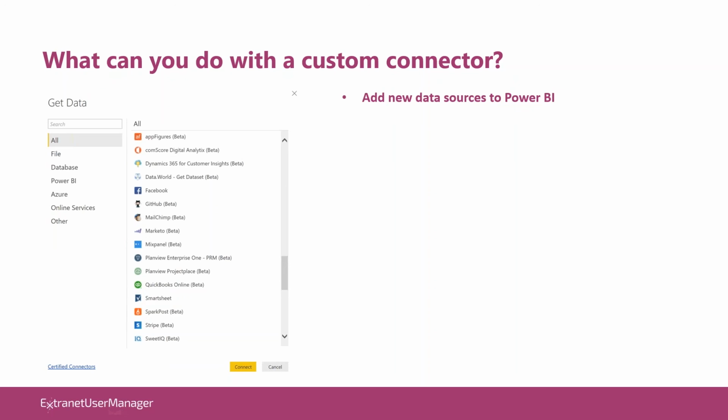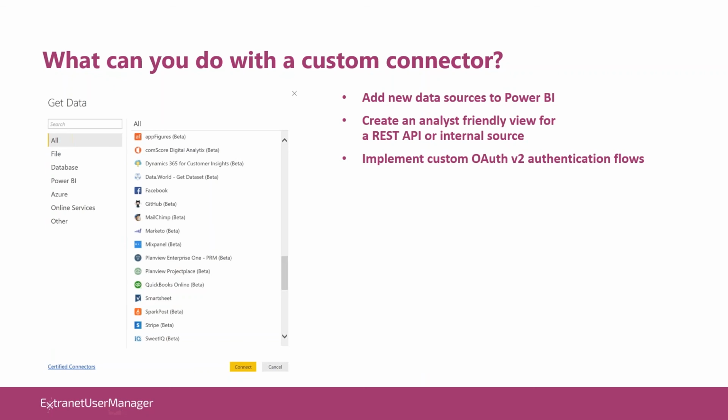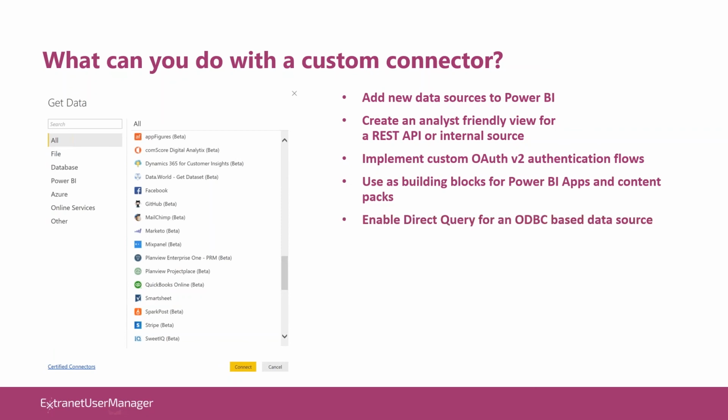So with custom connectors, you can add new data sources that aren't defined there to Power BI. You know, I can connect to a REST API and make that very friendly from an analyst point of view, so they don't need to understand the underlying technology. Things like authentication become part of that as well. We can have our own custom authentication flows and really connect it in with other apps and content packs from that point of view. Direct query is a way to, rather than import the data into Power BI, actually have live connections. So as people are interacting with the data, they're actually live going against those back-end data sources.